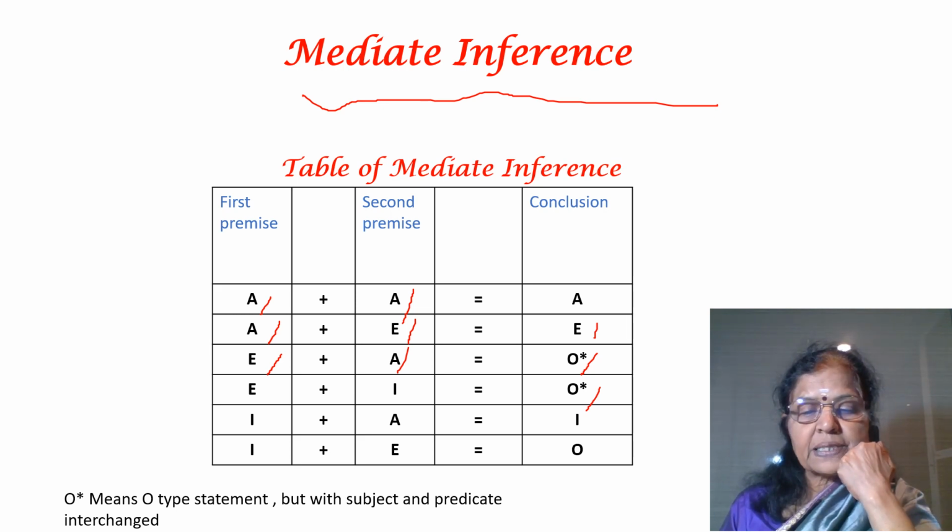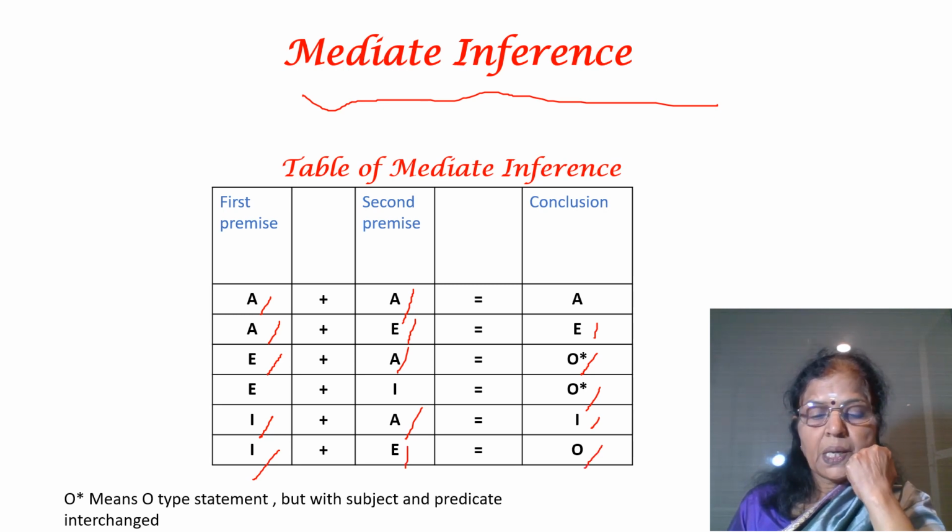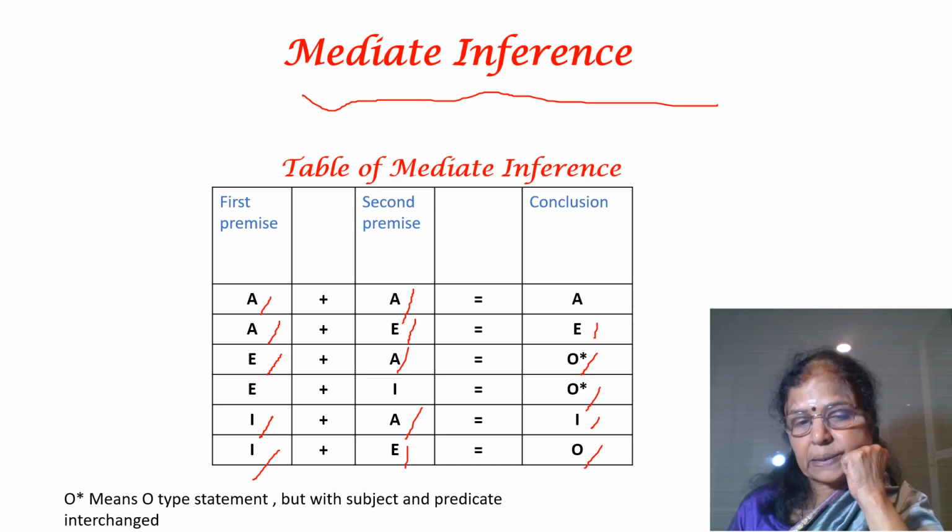And E plus I type: first statement E type, second premise I type, then you will get a valid conclusion of O star type. And first premise I type, second premise A, and you will get a conclusion of I type. And first premise I type, second one E type, then you will get an O type. Okay, this chart you should know by heart.